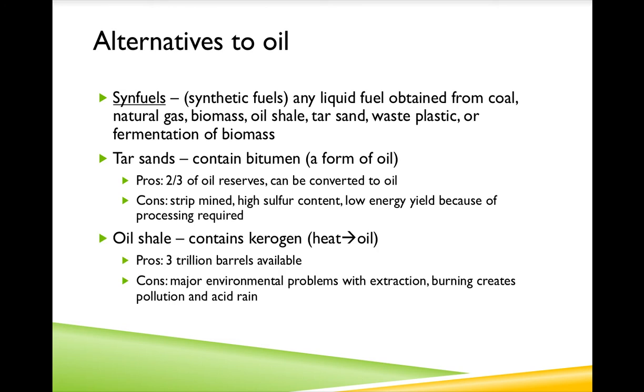Another option that we have is something called oil shale. Now, oil shale is where you have a shale deposit, which is layers of rock. And this oil shale, in between the different layers of rock, contains a different compound called kerogen. Now, kerogen can be heated up and will become oil. So on the bright side, we have about 3 trillion barrels of oil available in oil shale.